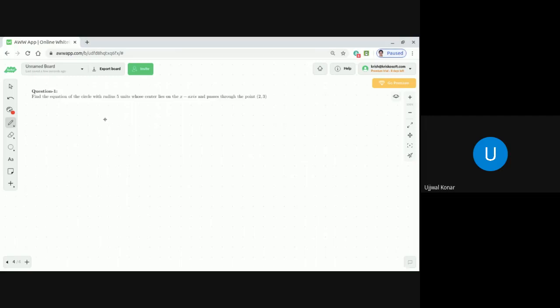The radius is 5 units and the center lies on the x-axis. If the center lies on the x-axis, its y coordinate has to be 0. So let the coordinates of the center be h comma 0, because its y coordinate will be 0 because it is on the x-axis.